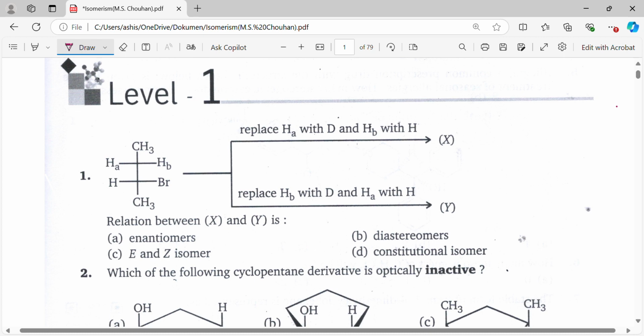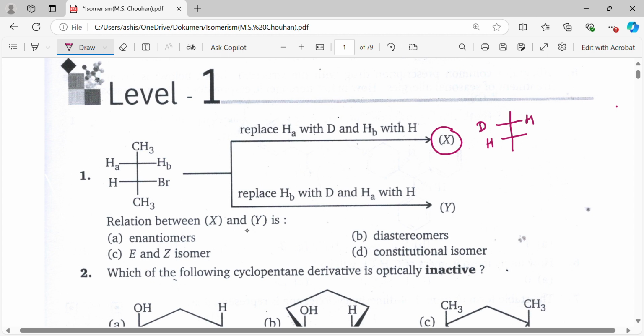Hello guys, let's do some questions of isomerism. In the first question, if we replace HA with D and HB with H, then we will get the compound X. So what will be the structure of compound X? X will be like that. HA is replaced by D and HB is replaced by H.